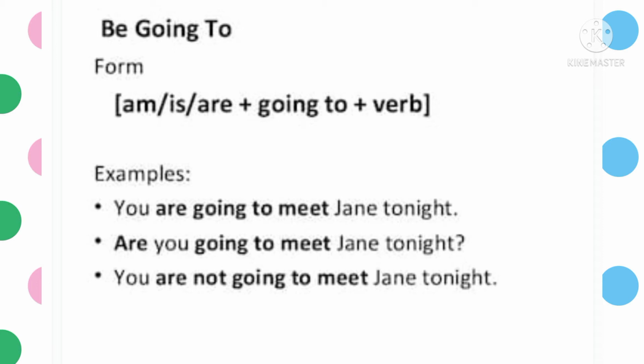See these examples. You are going to meet Jane tonight. Are you going to meet Jane tonight? You are not going to meet Jane tonight. Okay, you see the structure of all these. For example, first one is statement. Second one is yes or no question. And third one is negative sentence.